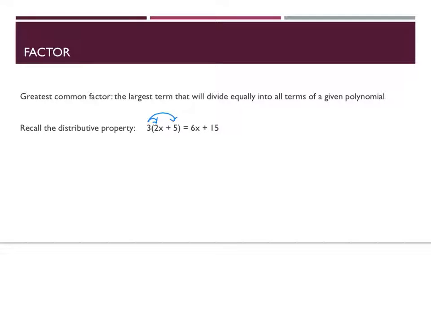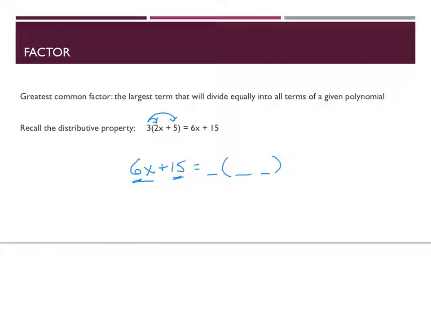Factoring is going backwards. I want to start with the answer, and I want to make it into a multiplication problem. So I'm going to have a number multiplied times a polynomial. If I have 2 terms out here, I'm going to have 2 terms inside my parentheses. I look at my numbers, the 6 and the 15, and I have to figure out what is the largest number that will go into 6 and 15.